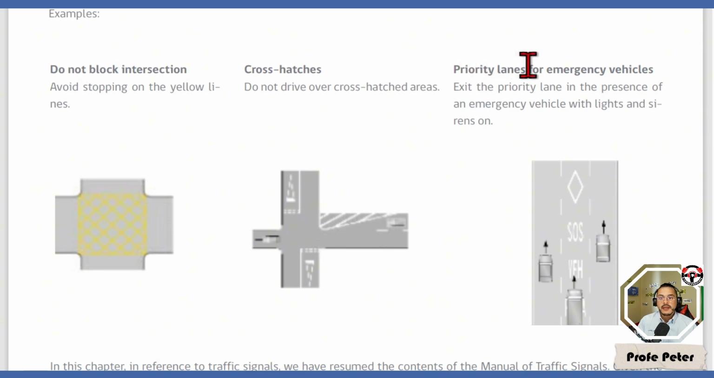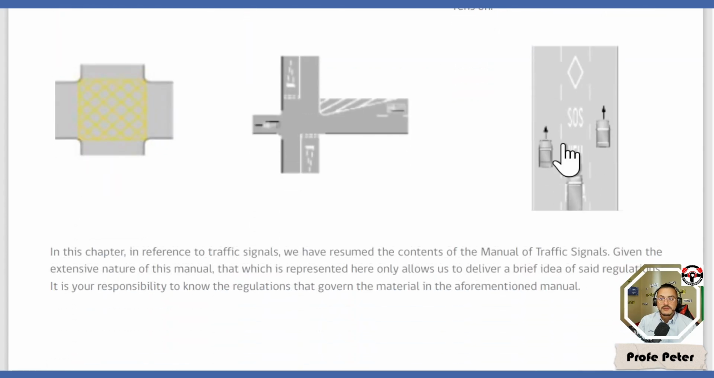In the priority lanes for emergency vehicles, you can drive through it, but you have to exit them in the presence of an emergency vehicle with lights and sirens on, like these ones.